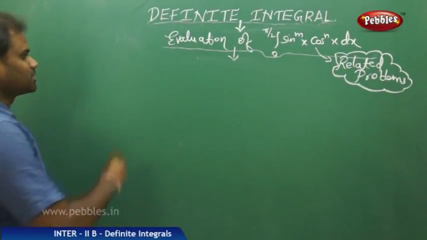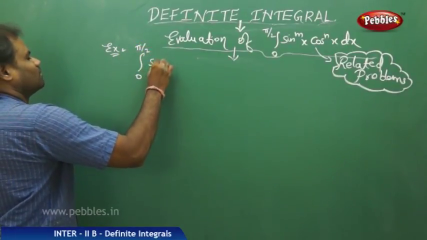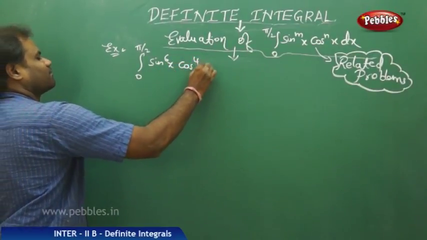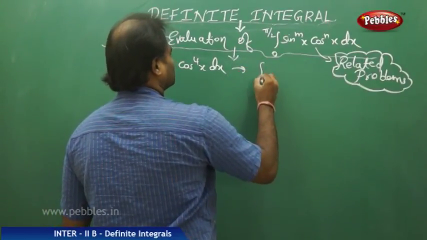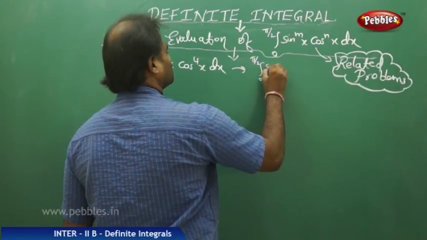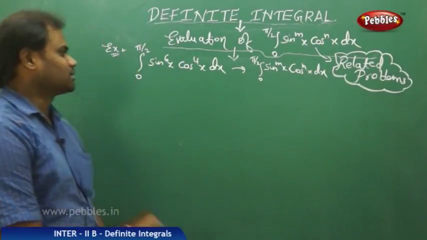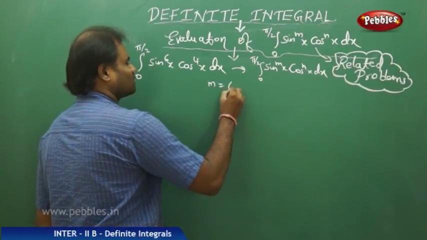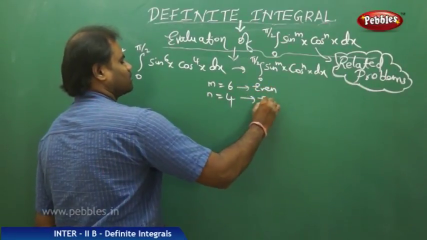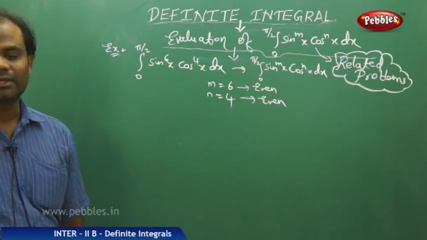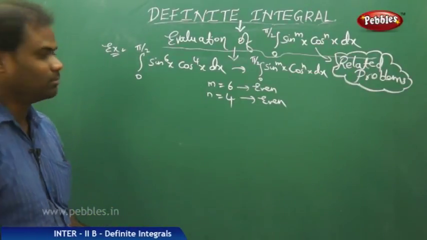So for this, let's take an example problem. Say I want to evaluate integral 0 to pi by 2 sine power 6x cos power 4x dx, and as I compare this with sine power mx cos power nx dx, I clearly see that my m is 6 and n is 4, and both are even, and hence we have both m is even and n is even, which is the third case, and let's see how we can expand using the case 3 of the formula.